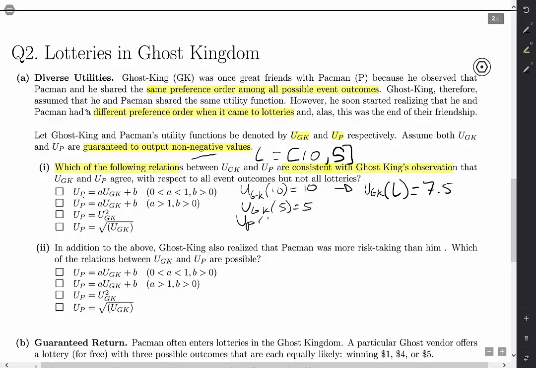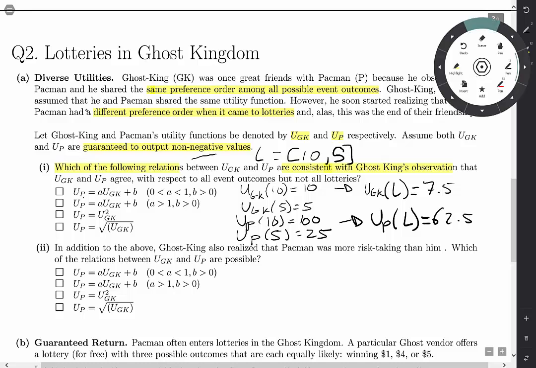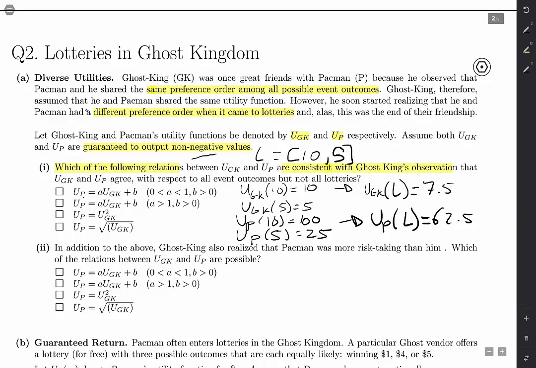But UP of 10 is 100, and UP of 5 is 25. So UP of L is equal to 100 plus 25 over 2, which is 62.5. If the Ghost King was offered to get 7.5 immediately without a lottery, the Ghost King would be ambivalent between the lottery and 7.5.